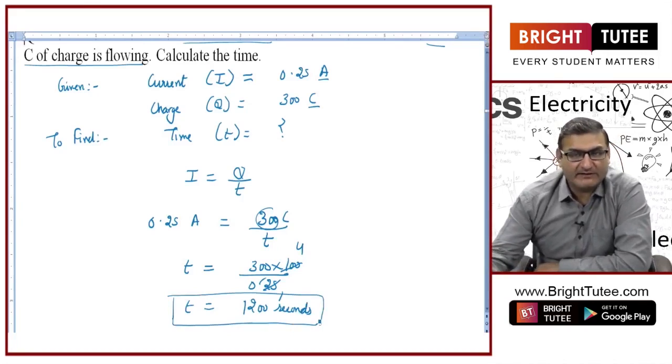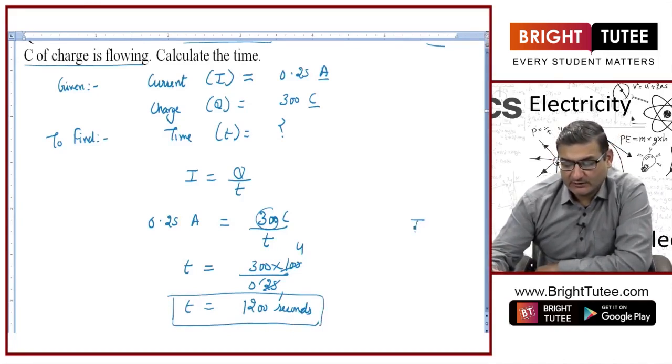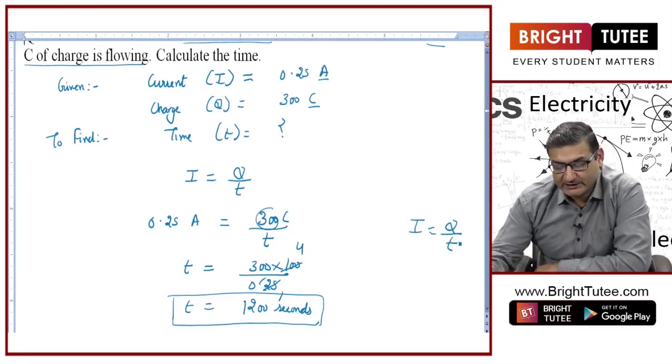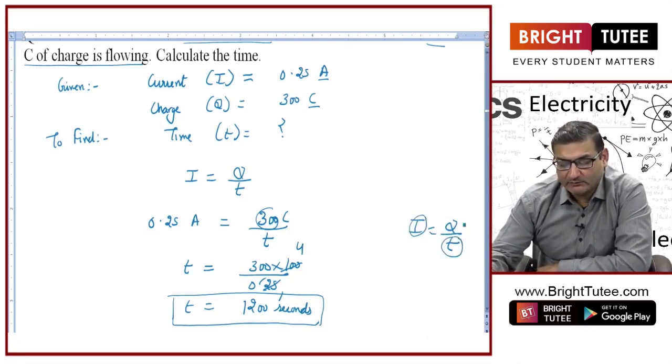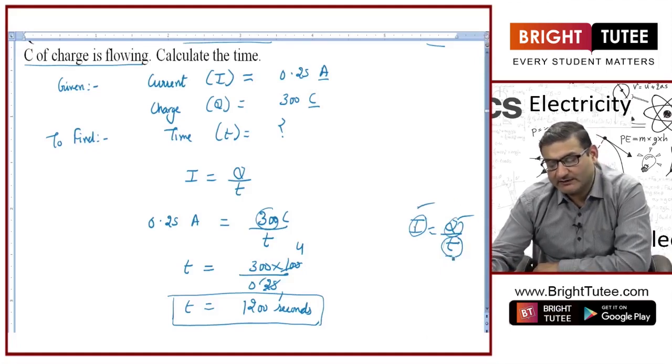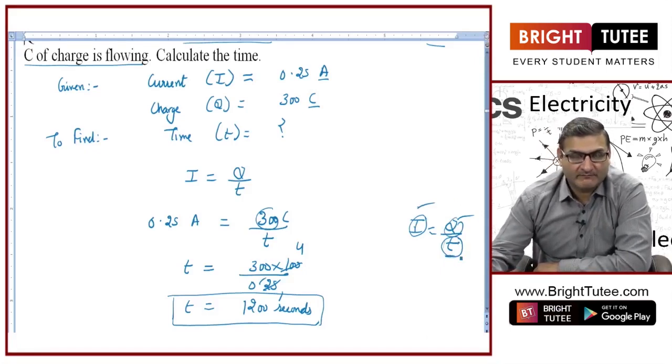So, you see, we have practiced. First of all, the formula given was I is equal to Q upon T. Initially, I and T were given to us, we calculated the charge Q. Then Q and T were given to us, we calculated I, and in this particular question, I and Q were given to us and we calculated T. Fine. I hope you have understood it all. This is all about our current.